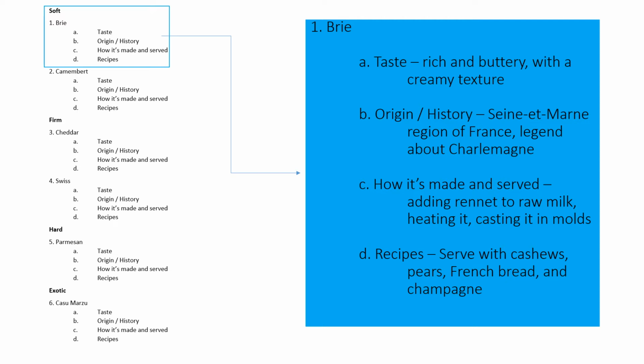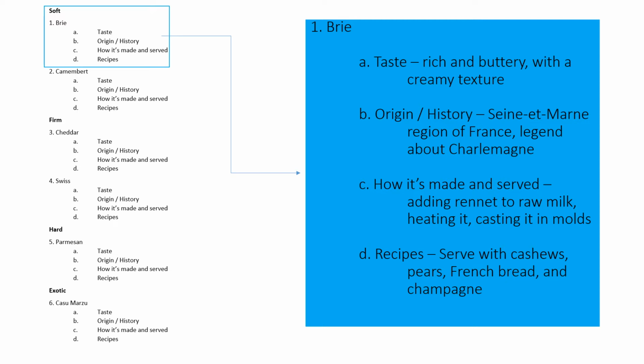From here, I can continue to fill in these generic talking points with specific information from my research. For example, my paragraph about brie was going to involve these generic talking points: A, taste; B, origin and history; C, how it's made and served; and D, recipes. But as I continue to elaborate my outline, I can take those individual talking points and fill them in with information from my research that specifically relates to the cheese brie.